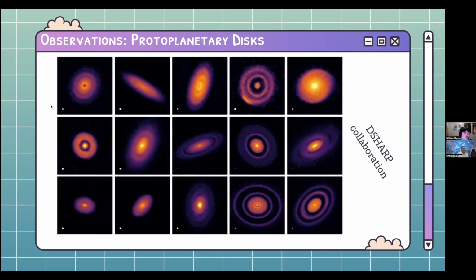If we zoom in even further, these are protoplanetary disks as seen in radio emission with the ALMA telescope in Chile. So this is a huge array of radio telescopes. And if they look a little fuzzy, that's because this is some of the highest resolution imaging that you can do, right? I mean, this is super, super high resolution.